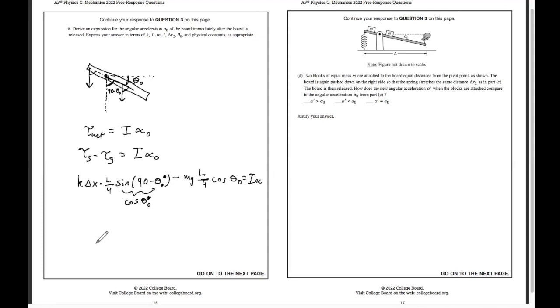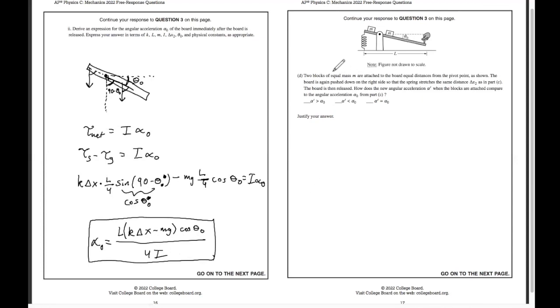And so therefore, what I'm going to end up getting is alpha naught, excuse me, I keep forgetting the knots here. k delta x L, let's go ahead and take the L out: alpha naught equals L times (k delta x minus mg cosine of theta naught) all over 4 times the inertia.